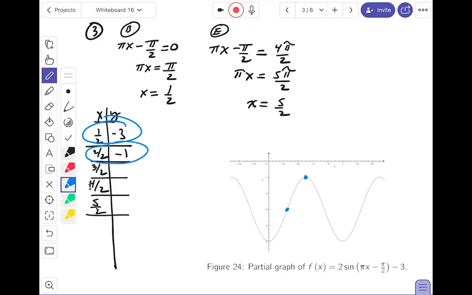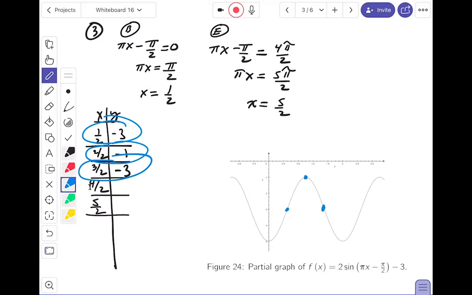I just did this point here. Let's do the next point, which is 3/2. So it's going to be 3/2 pi minus pi over 2. Well, 3/2 minus 1/2 is 2/2, which is pi. What's the sine of pi? That would be 0, right? That's easy. 2 times 0 is 0, so I get -3. Let's plot this point now. 3/2 is 1.5 minus 3. Let's see if I can do that. That's right over here. Okay, let's keep going.